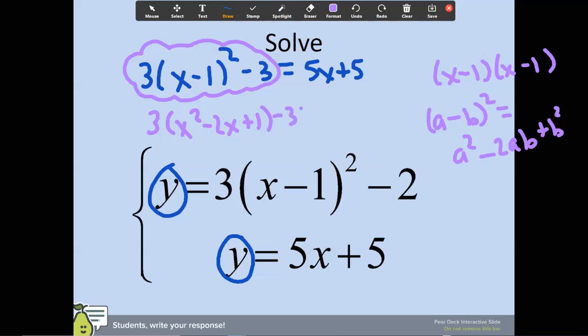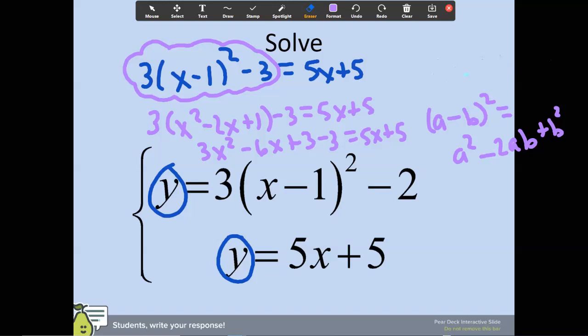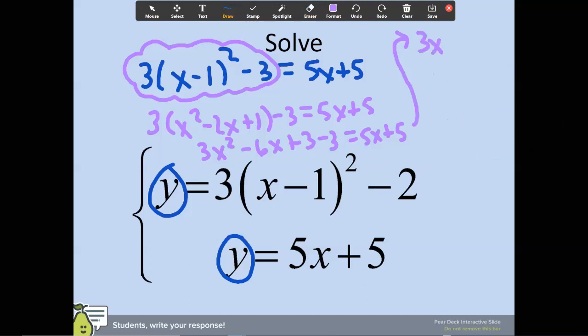I have my -3 equals 5x plus 5, okay? So this is going to become a 3x squared minus 6x plus 3 minus 3 is equal to 5x plus 5. Okay, I'm going to just kind of clean up what I have over here real quick. So when I do that, I'm going to get everything on one side, 0 on the other side. So I'm going to have a 3x squared. My x's, I'm going to have a -11x.